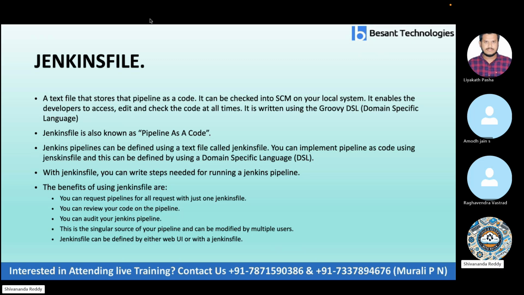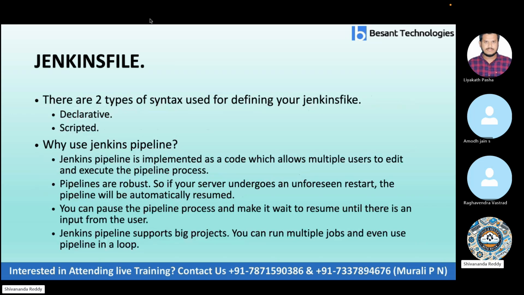A pipeline can be defined either in the web UI or with a Jenkinsfile. The code can be written in the Jenkinsfile and stored in GitHub, that is one way. Another way, we can create a pipeline in Jenkins, put the code directly there, and test it directly also. Jenkins supports both options. There are two types of syntax used for defining your Jenkinsfile: declarative pipeline and scripted pipeline.